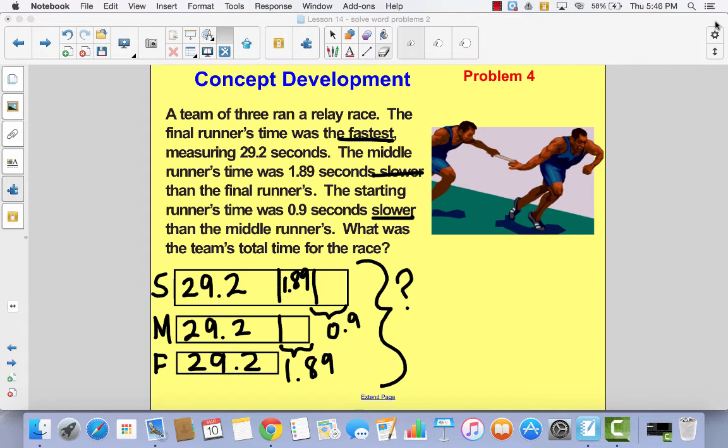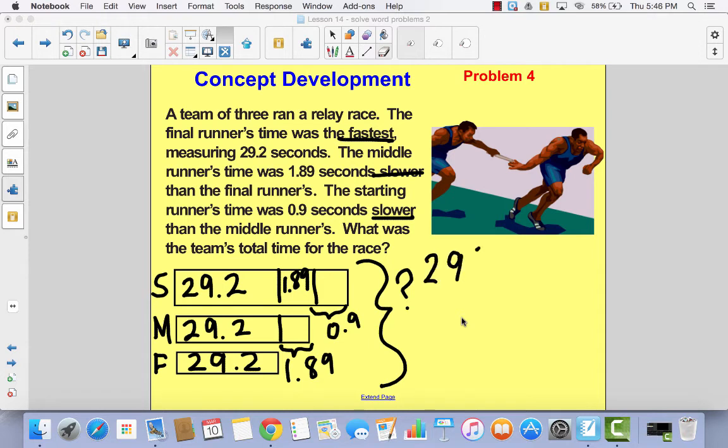So I could take a lot of steps. I could take 29 and 2/10 and add it to 1 and 89/100 and get the middle runner. Then I could add all three of these and get the starting runner, and then I'd have to add all three of those numbers to get the total. I could do that, but I'm also thinking I could use a little bit of multiplication to be a little bit more efficient. What if we did this?